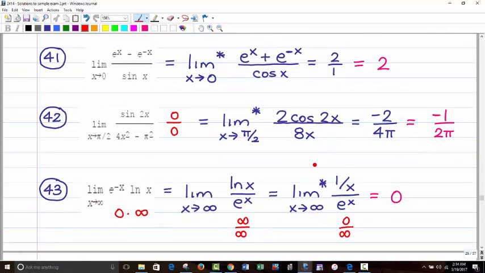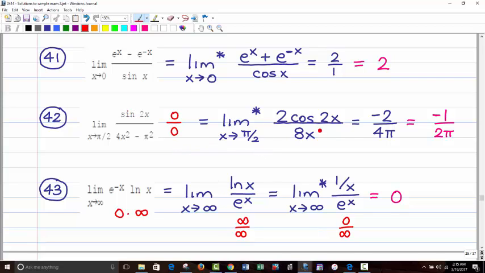Number 42. Sine of 2x over 4x squared minus pi squared as x goes to pi over 2. Sine of 2x, 2 pi over 2 would be pi. Sine of pi is 0. Now in the bottom, you put pi over 2 in, you get pi squared over 4. So that multiple of 4 will kill the 4 on bottom, which leaves you pi squared minus pi squared. There's your 0 on bottom.